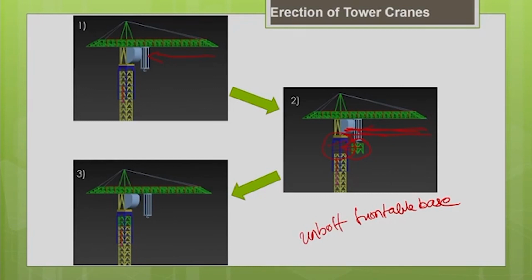So with the climbing cage, the process is relatively easier and the time consumption is also less. We don't need the support of another mobile crane for the entire process of erection. Only for the initial stage, we need the support of the mobile crane.